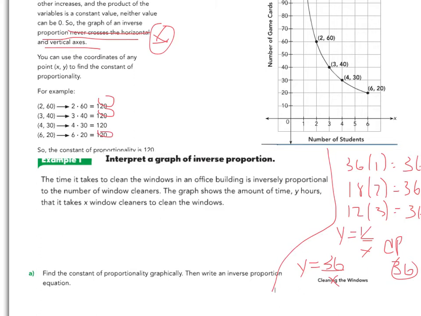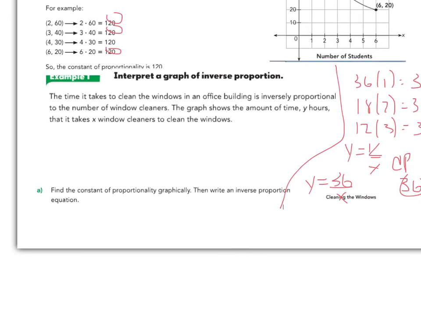So now we're going to go on to B, which says, okay, so it says the time it takes to clean windows in an office building is inversely proportional to the number of window cleaners. The graph shows the amount of time, y hours, it takes x window cleaners to clean the windows. Okay? So for A, it says, and I'm going to scoot this up, find the constant of proportionality graphically, then write the inverse proportion equation.